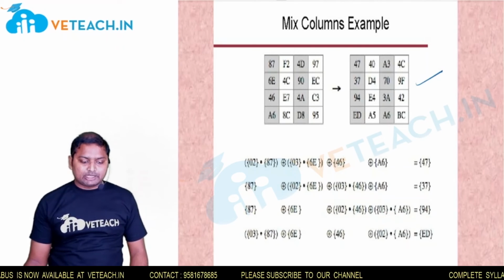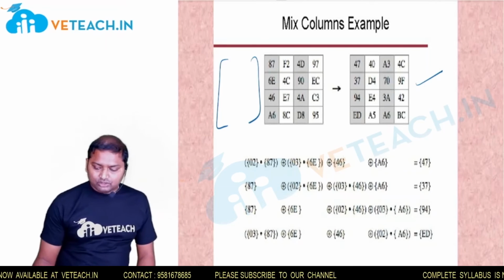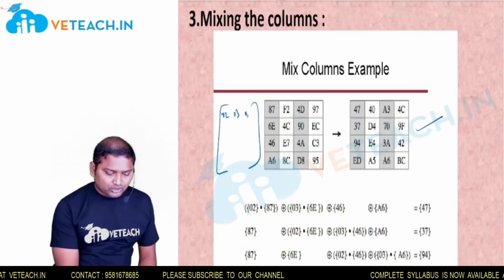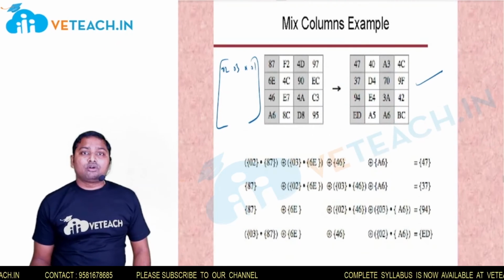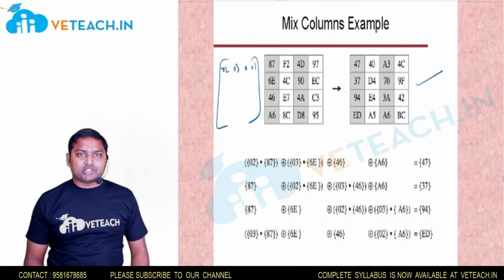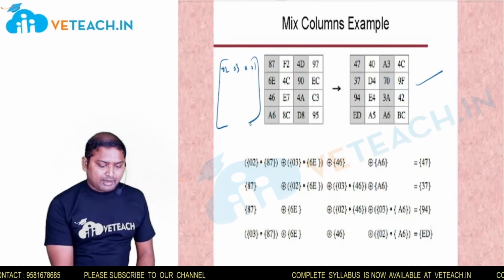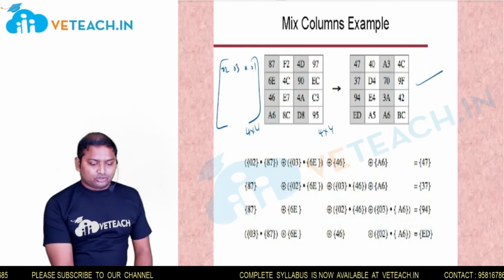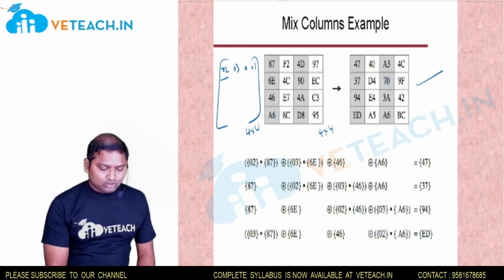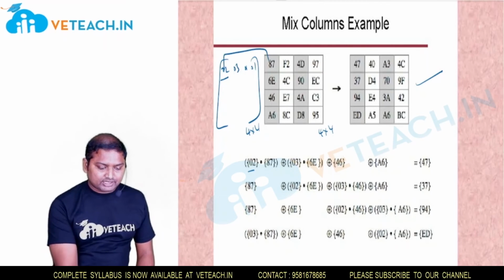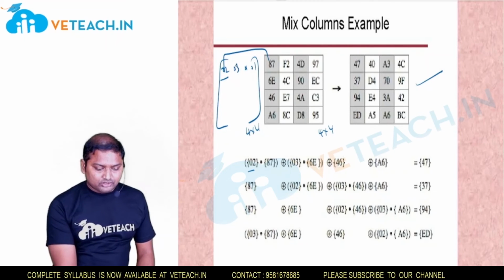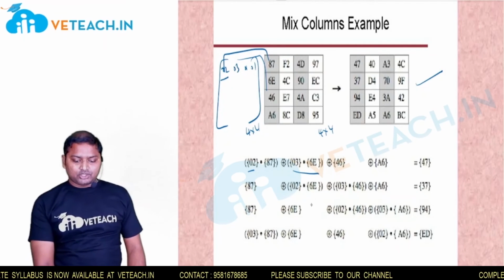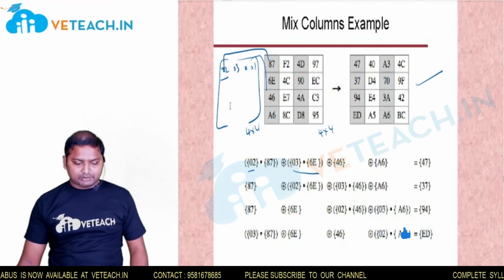How do you perform the multiplication? So this is 4 cross 4. So I am taking 2 0 1 1 0 1 0 1. So how to perform matrix multiplication? If the matrix size is 4 cross 4, here also 4 cross 4. So this is 02 into 87. This is the first one. Next 3 into 6e. So like that you are calculating the matrix multiplication.